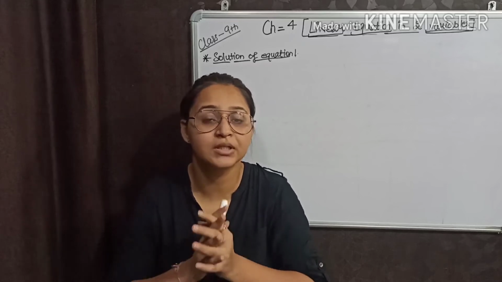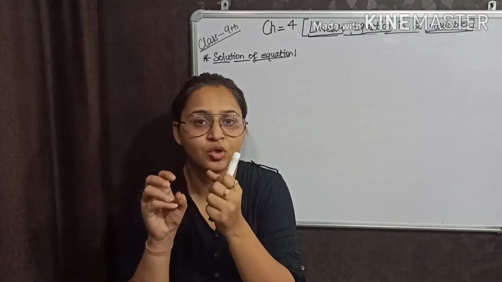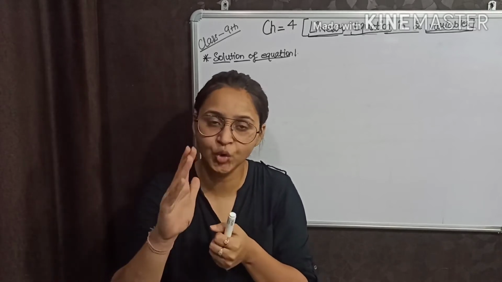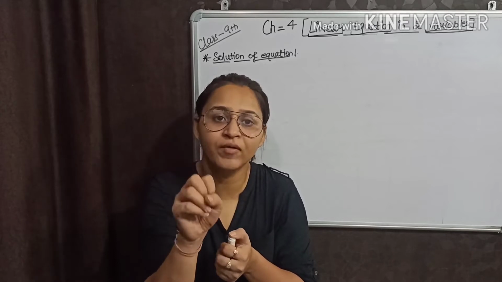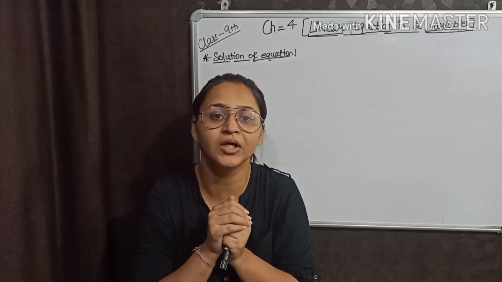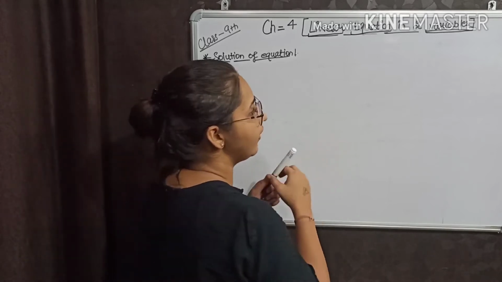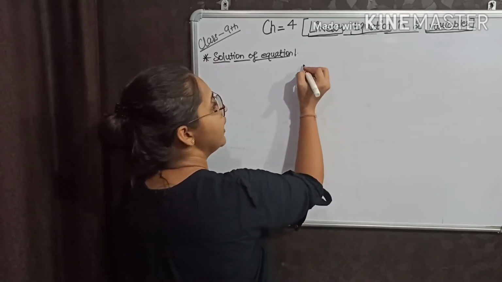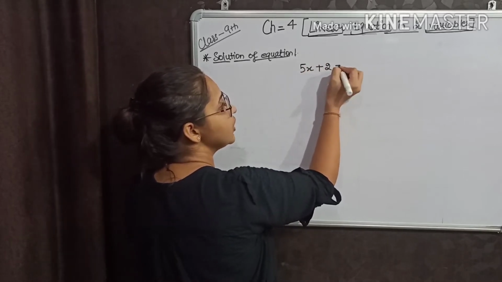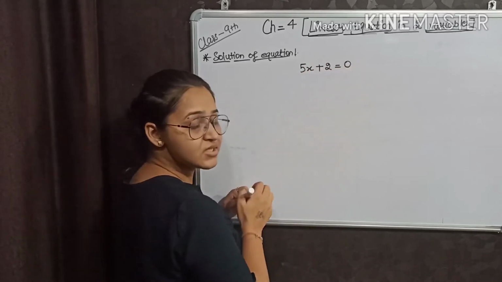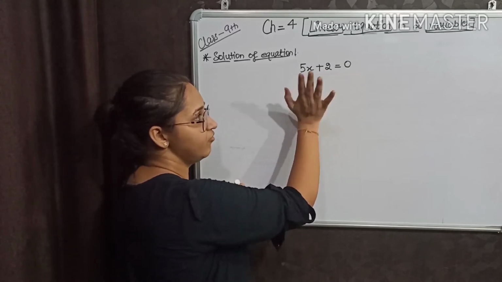The next topic is solution of an equation. So what is solution of an equation? If you have any equation and you have to find the solution of that equation, how will you find? First of all, see that if you have any equation in one variable, like I am giving you 5x plus 2 is equal to 0. This is an equation in one variable only, linear equation in one variable.